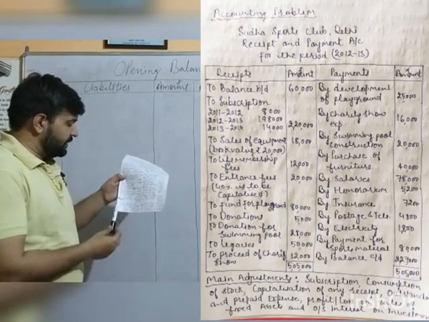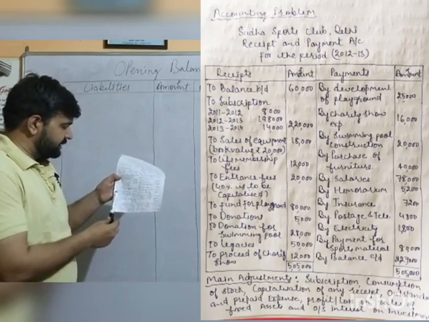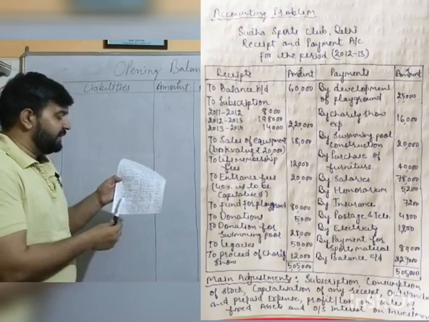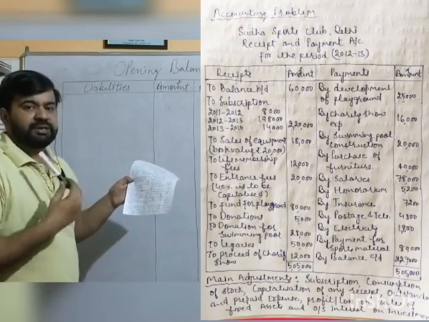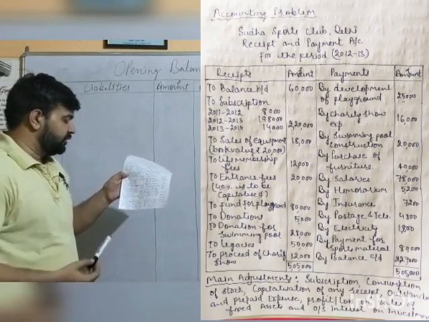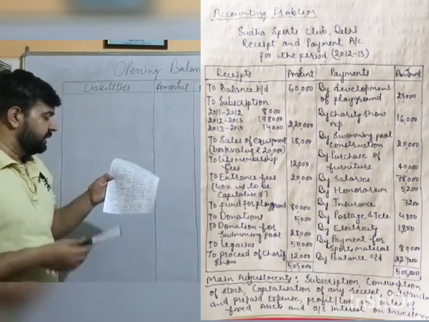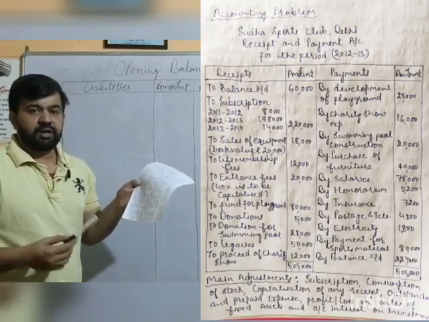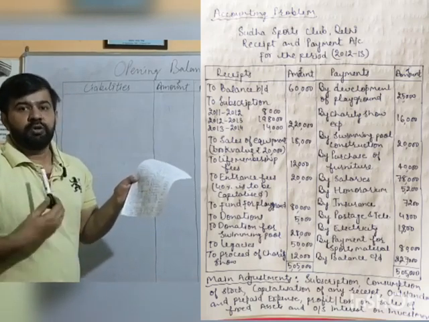Then we have payments. Very first, let me complete the receipt side first. Donations for the swimming pool go to the liability side of the closing balance sheet. Legacies are also to be capitalized. They are to be transferred to the liability side of the closing balance sheet. Proceeds of charity show are to be considered as revenue nature, recurring nature proceeds, if we do not have any charity show fund.